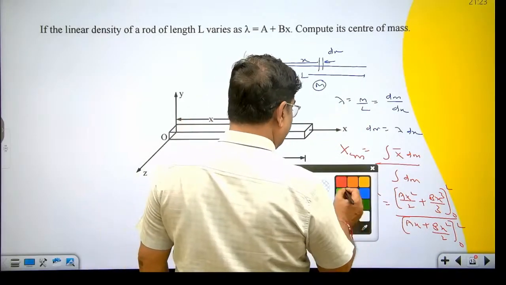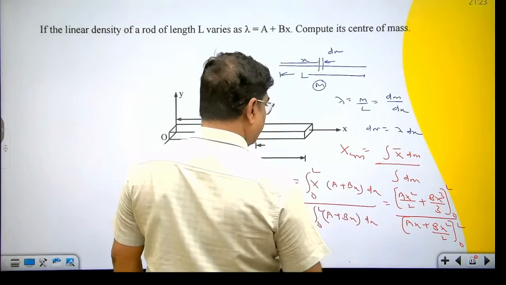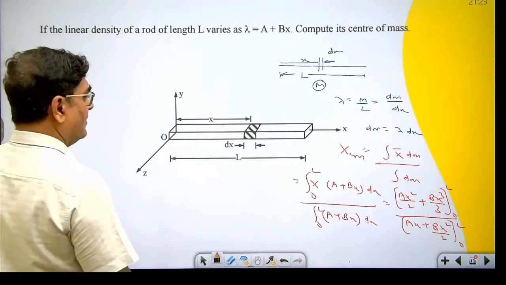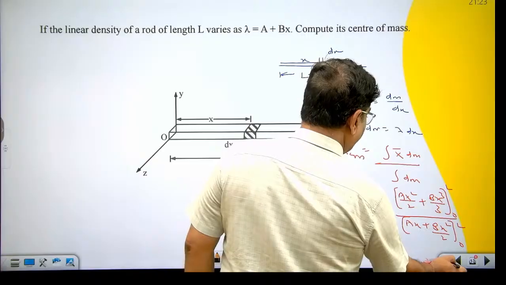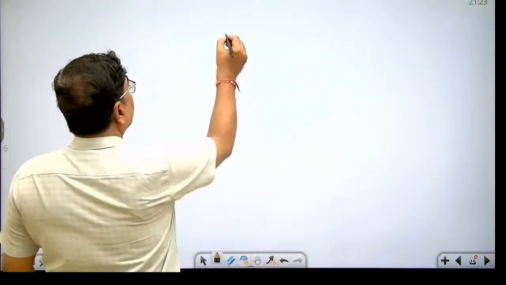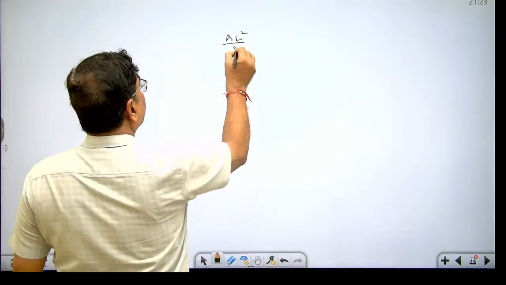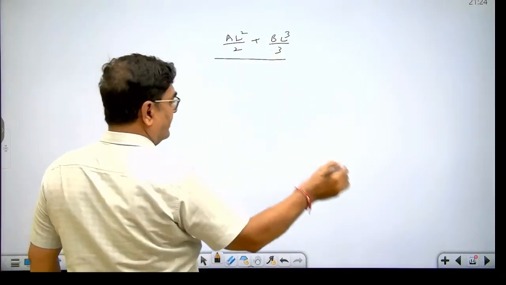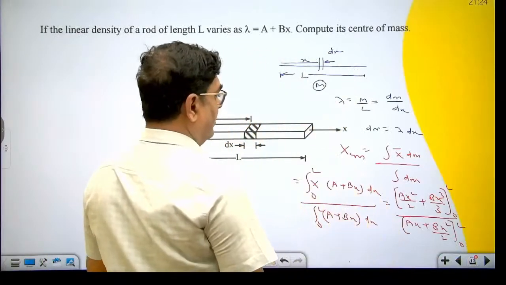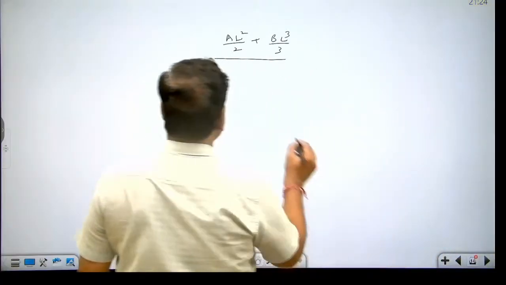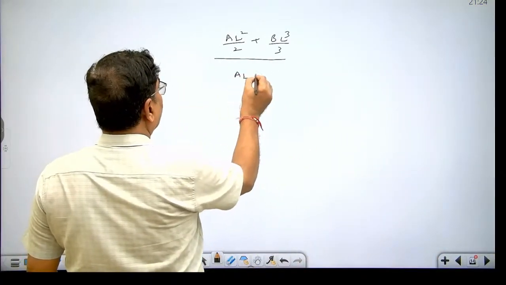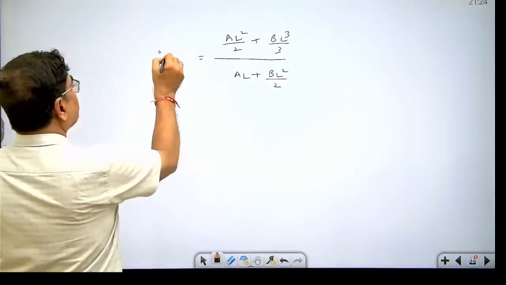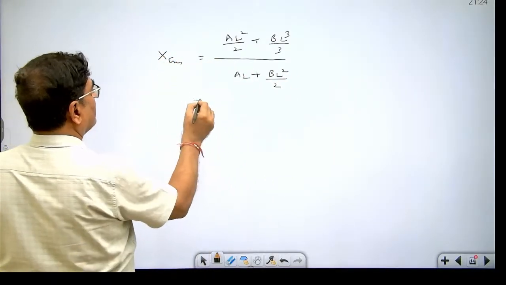After solving this, we will get, substitute the value. If you substitute the value, a x square upon 2 plus b x cube upon 3 means a L square upon 2 plus b L cube upon 3, divided by a L plus b L square upon 2. This is the position of center of mass in the x direction.